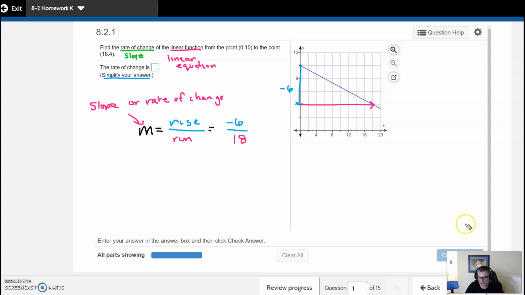All right. Well, -6 and 18 have a common factor of 6. Right? So I can divide the top and bottom by 6. And my final answer, -6 divided by 6 would be -1. 18 divided by 6 would be 3. So that's my rate of change, -1/3. So this question right here, really similar to what we did in topic 5, except some new vocabulary.